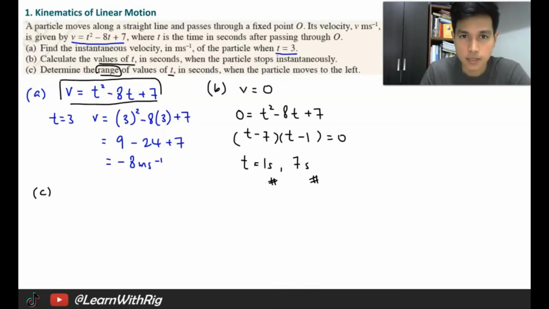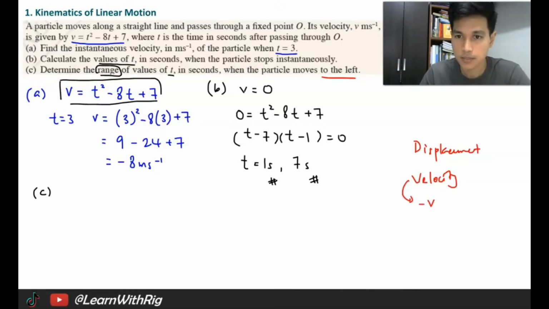Range of t when the particle moves to the left. So I told you all this before. Only 2 things will change when you move right or left: either displacement or velocity. These 2 are affected. If you move to the right, it's positive. When you move to the left, it's negative. So now they said it moves to the left, right? That means the velocity is negative. If it's negative, that means velocity is less than 0.